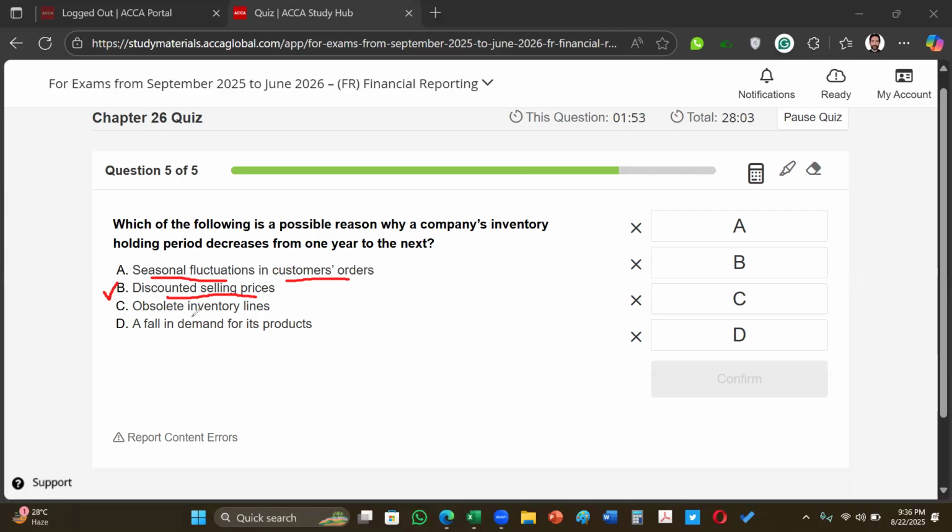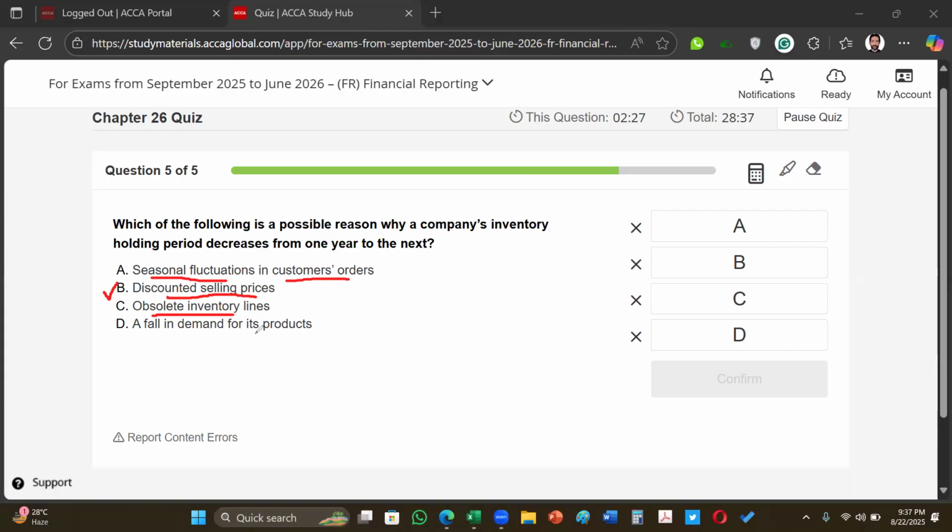Obsolete inventory lines. The inventory is old, it's not selling. So what will happen? The inventory holding period is going to be very long. Does it make sense? The inventory holding period will be long, so this really is not going to make sense. Is it clear? Yes, sir. Thank you. Excellent.